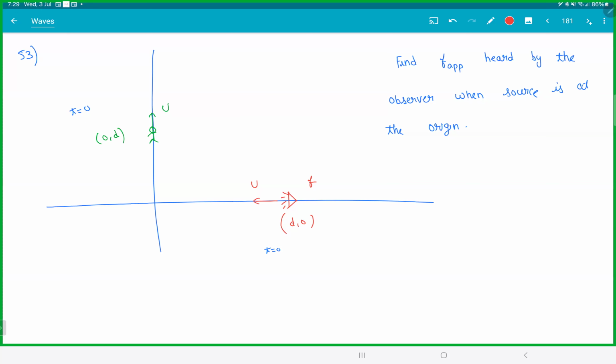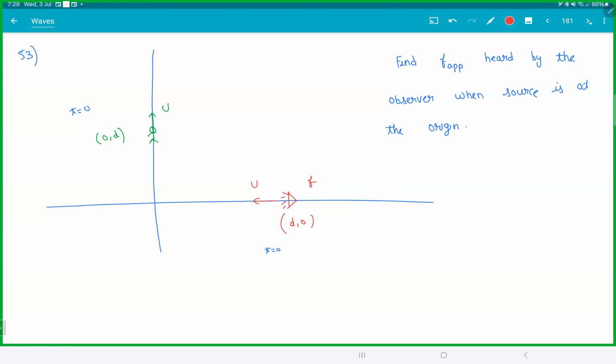Let me ask you the question in another way. Then you'll understand what I'm asking. What is the question I'm asking you right now? Find the apparent frequency heard by the observer when the source is at the origin. Now let me ask you another question. Find the apparent frequency heard by the observer due to the sound released at the origin. Both are completely two different questions.